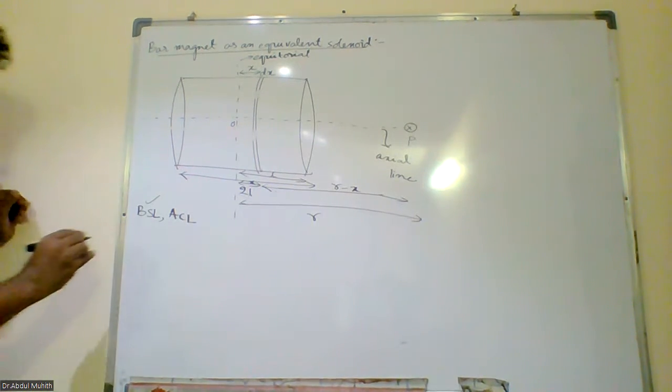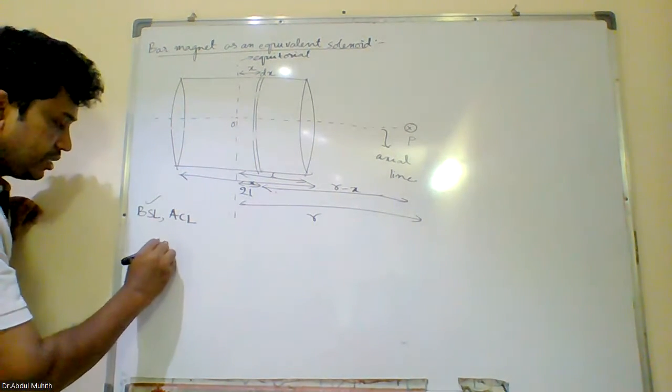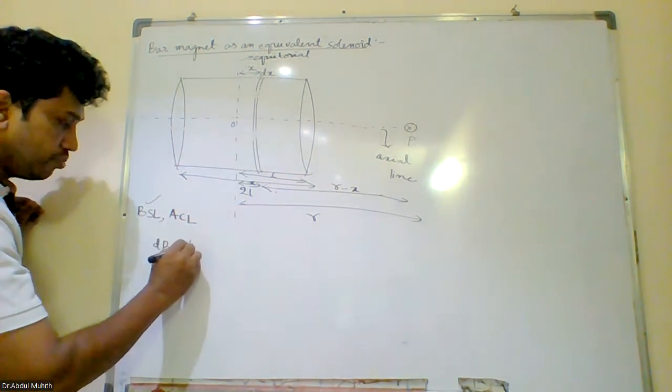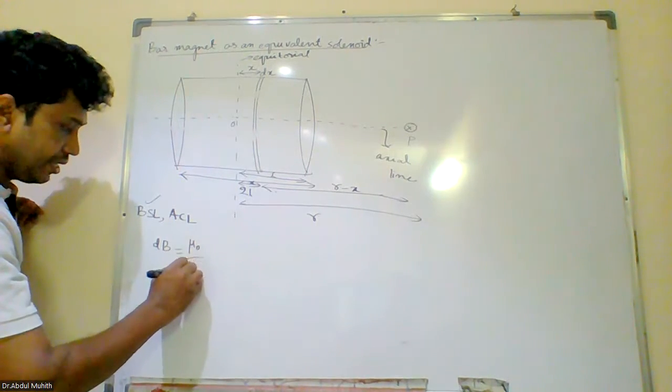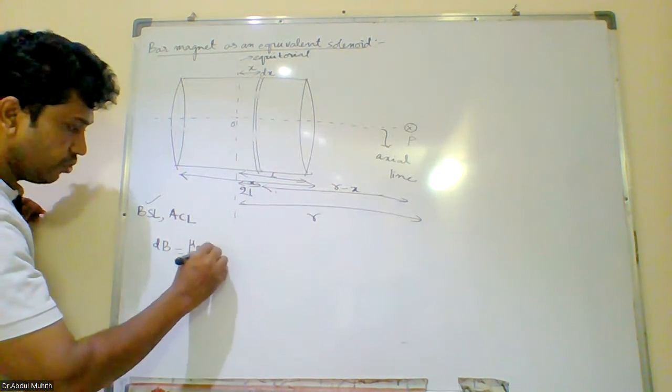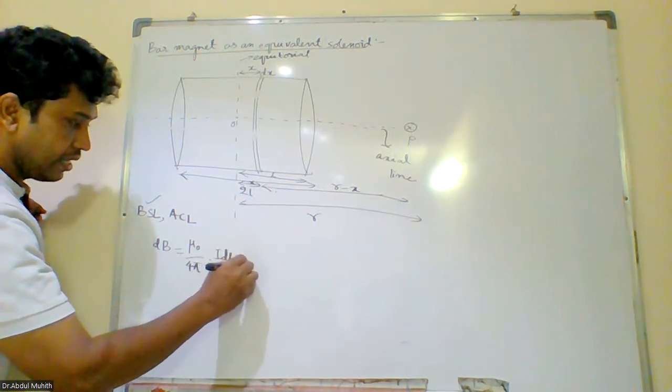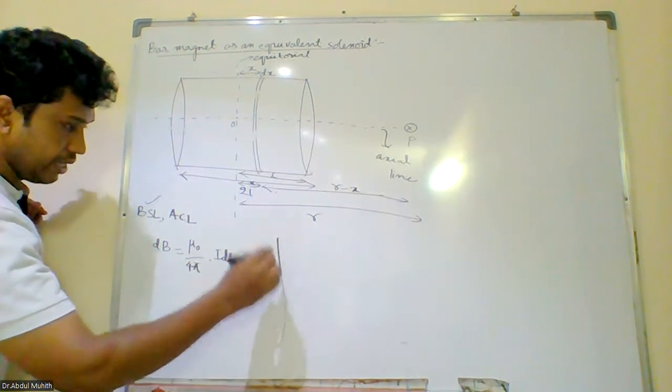The Biot-Savart law. What is the formula for the Biot-Savart law? dB is equal to mu 0 by 4 pi into I into dl cross R. See, once again quickly.